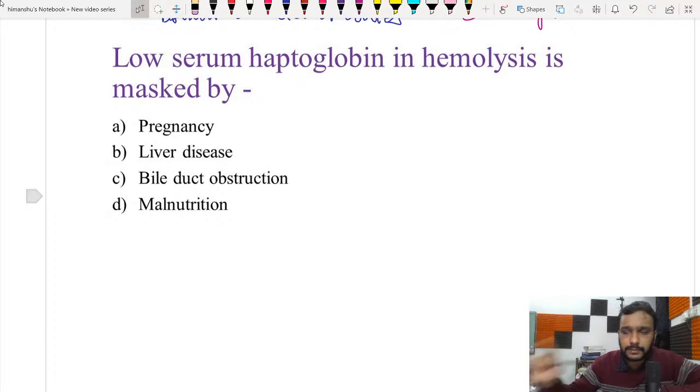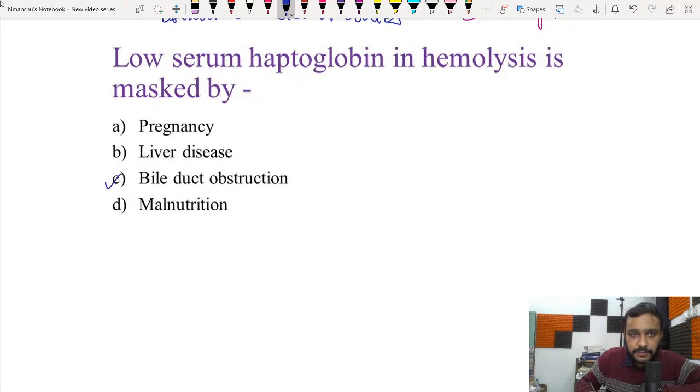Playing from Himanshu Gupta's iPad. So, no, Sneha, the answer is not B.